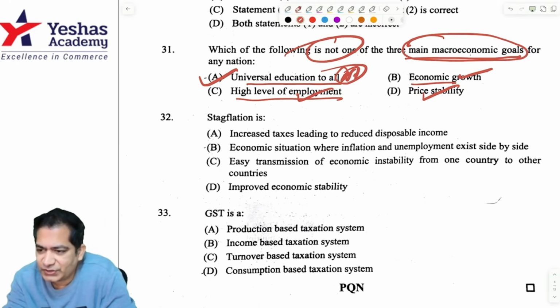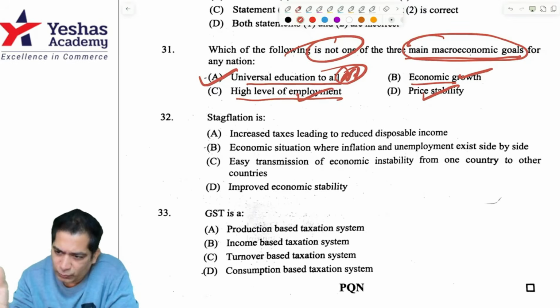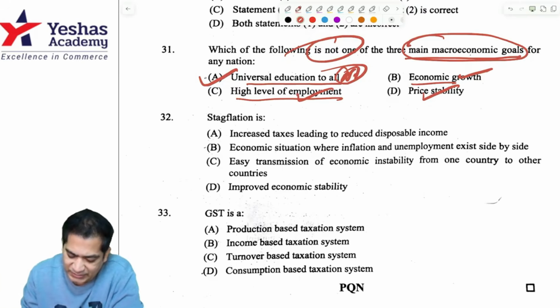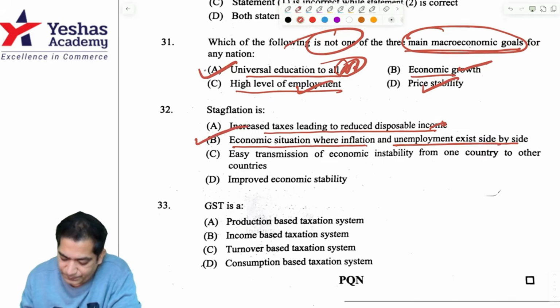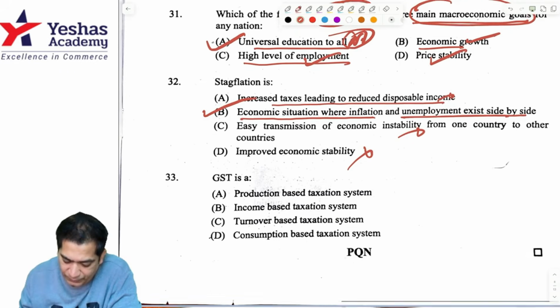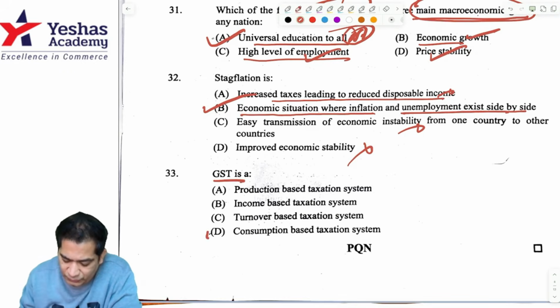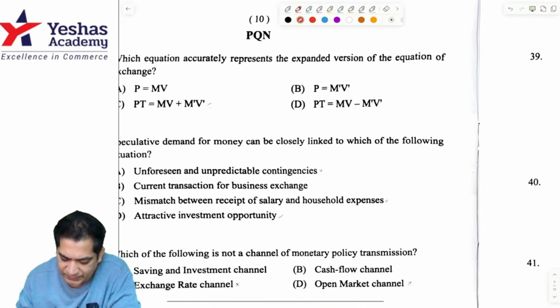Stagflation, I've told you, is a situation when the economy is suffering from both demand pull and cost push inflation at the same time. So it means there is a low growth rate with a high rate of inflation, and a low growth rate means employment is less. Increased taxes leading to reduced disposable income, no. Economic situation where inflation and unemployment exist side by side, yes, that would be the correct answer. Easy transmission of economic instability from one country to another, no. GST is, of course, a direct question. It's a consumption based tax.